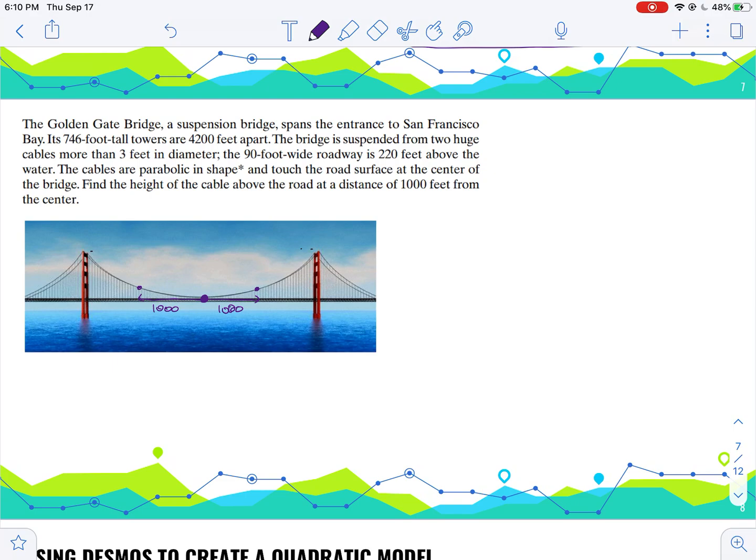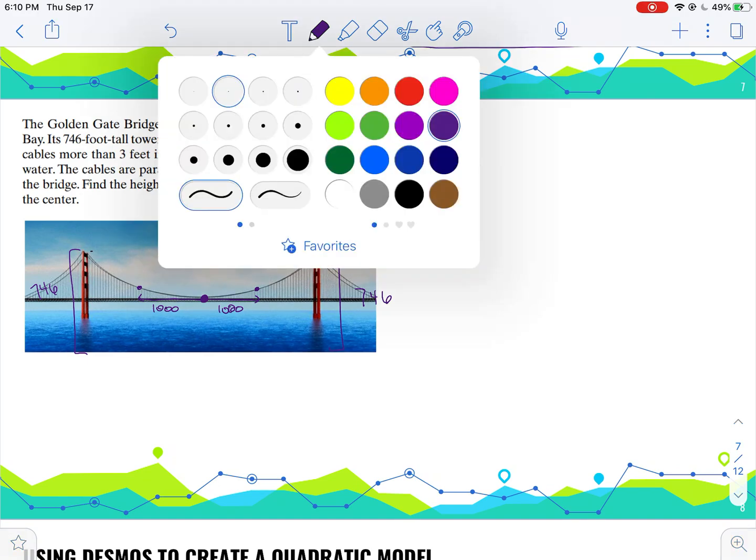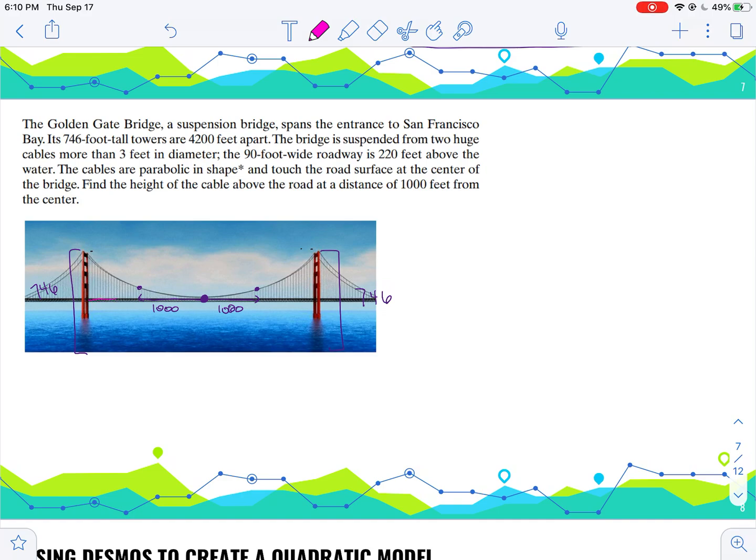The Golden Gate Bridge, which is a suspension bridge in San Francisco, has two towers that are each 746 feet tall. So all the way to the water is 746. And I think it means that it goes underneath the water as well. So those are 746, or maybe it just means to the water, feet tall. And then they are 4,200 feet apart. So this distance right here, total, is 4,200. So that's going to be the distance between the two towers of the bridge.